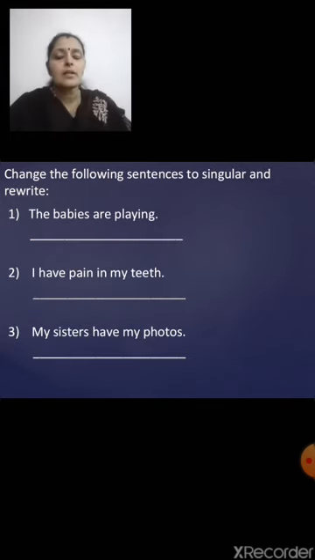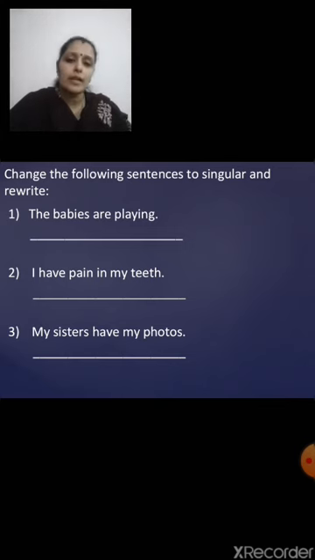Now let's go to the next. You're going to change the following sentences to singular and rewrite the sentence. The first one is, the babies are playing. Second is, I have pain in my teeth. Third is, my sisters have my photos. Yes, children. So now you're going to change them into singular and rewrite the sentences. Copy the sentences. Now start writing.